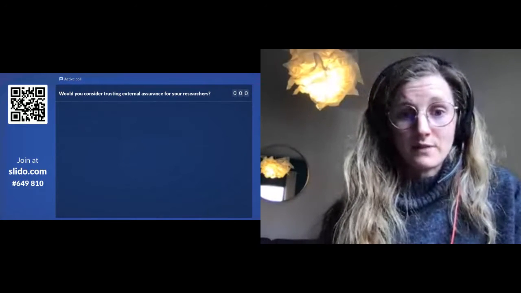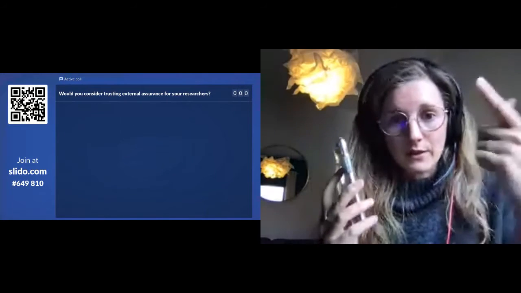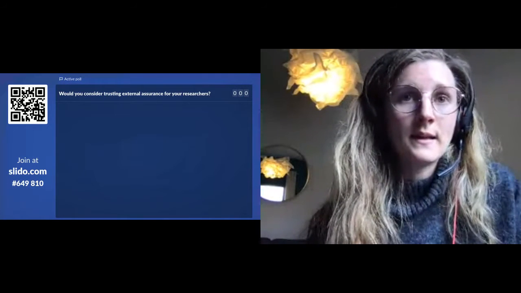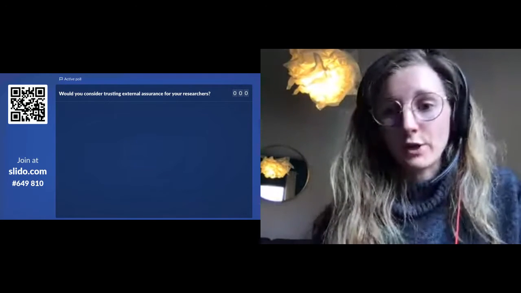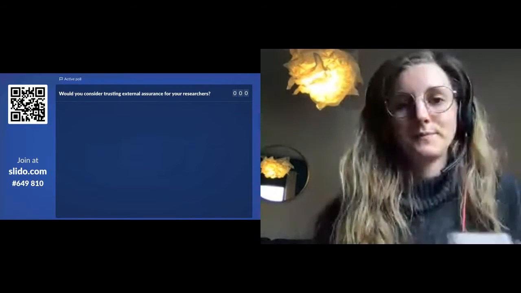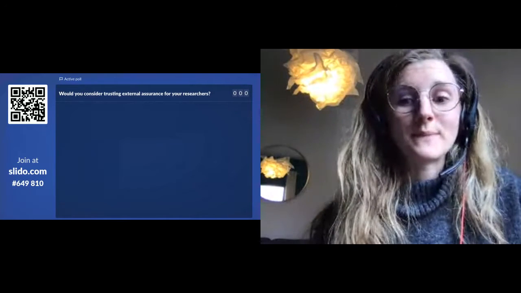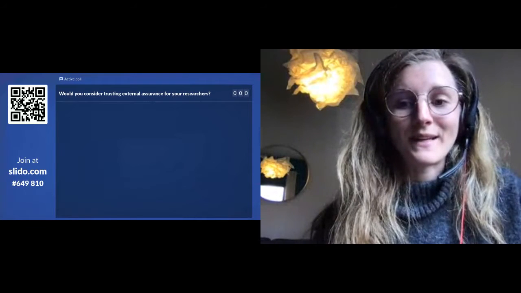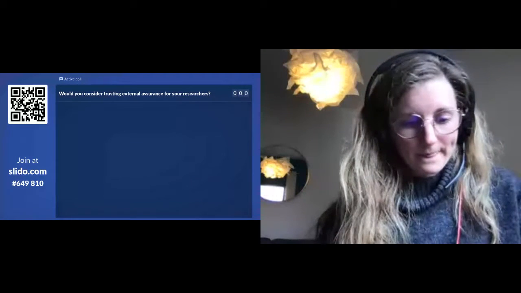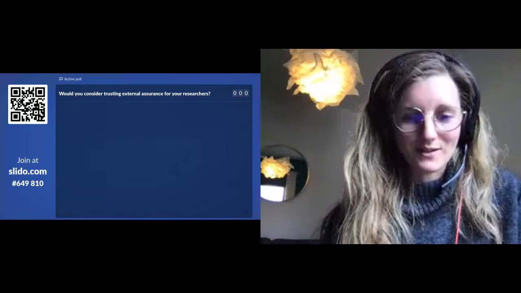So hopefully some of you have used Slido already. All you need to do is use your phone to scan the QR code, or go to the browser, slido.com, and enter that 6-digit code at the bottom. I'll do it as well just to check it's working. And then please answer the question, and hopefully we'll see some answers popping onto the screen in a minute. I'll give you a couple of minutes since this is a wordy question as well to kick us off.